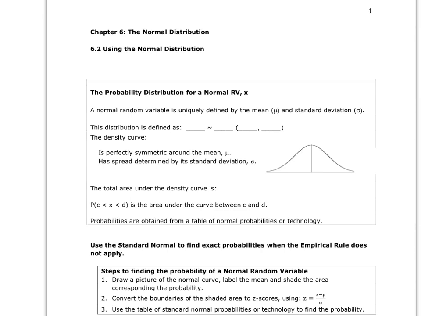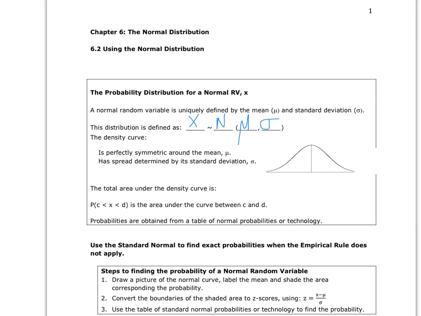Here we've got 6.2, using the normal distribution. In the last section, we already defined the normal random variable x, so just a little refresher. A normal random variable is uniquely defined by the mean, mu, and sigma, the standard deviation. So we can write that as x being normal with mu and sigma being what defines it.